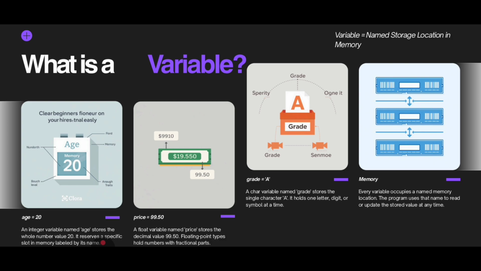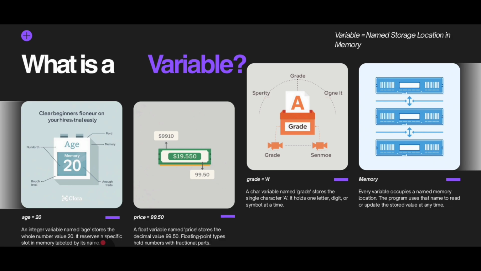age = 20. This is an integer variable. The keyword int tells C to reserve memory for a whole number. Here age stores the value 20.